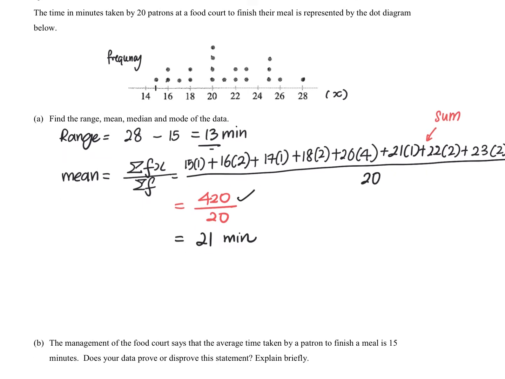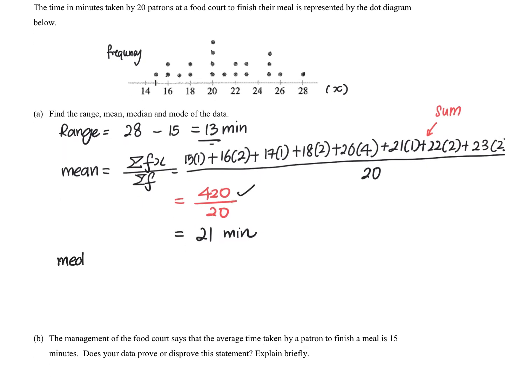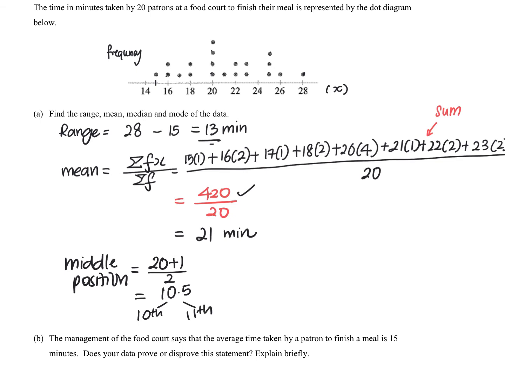How are we going to calculate our median? For the median, we are going to look at the median position. Before we calculate the median, we will find the middle position. The middle position is given by n plus 1 over 2, where n is the number of data values that we have. So that's 20 plus 1 divided by 2. This gives me 10.5, meaning I want the 10th value and the 11th value, and the average of these two. So this will be the median.